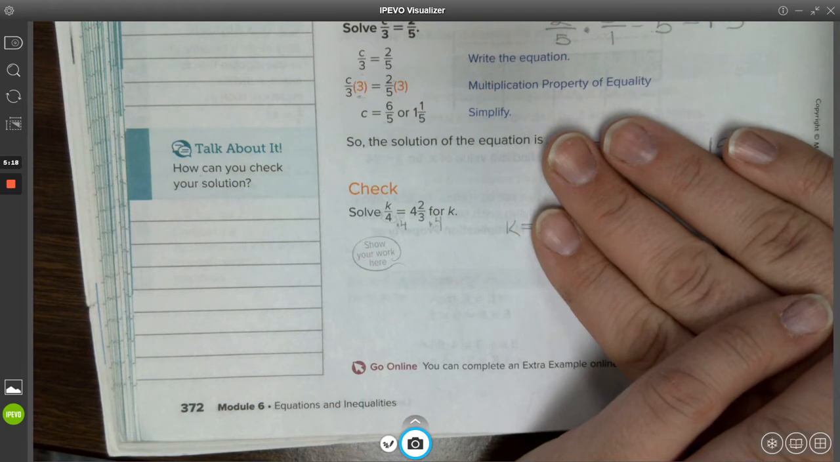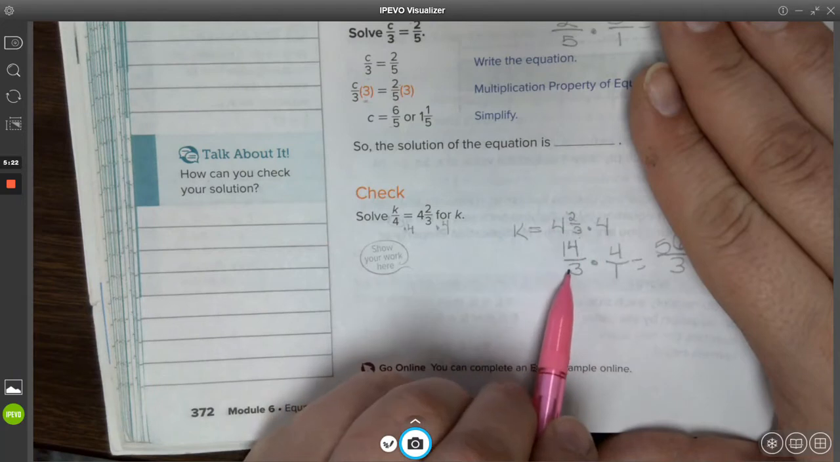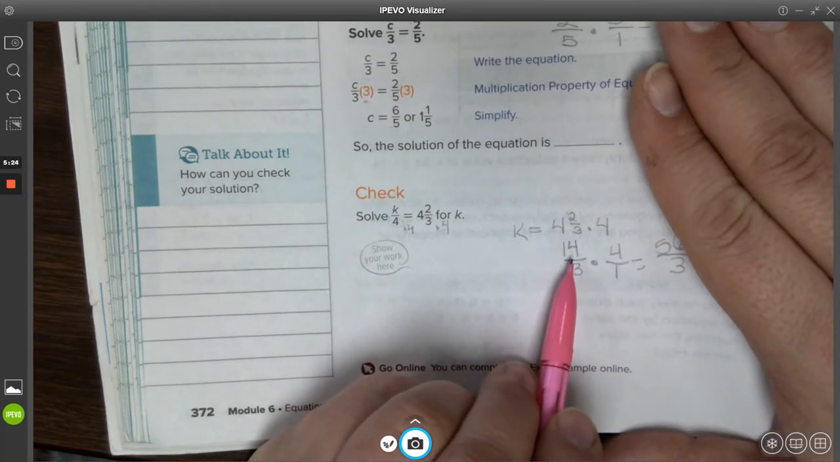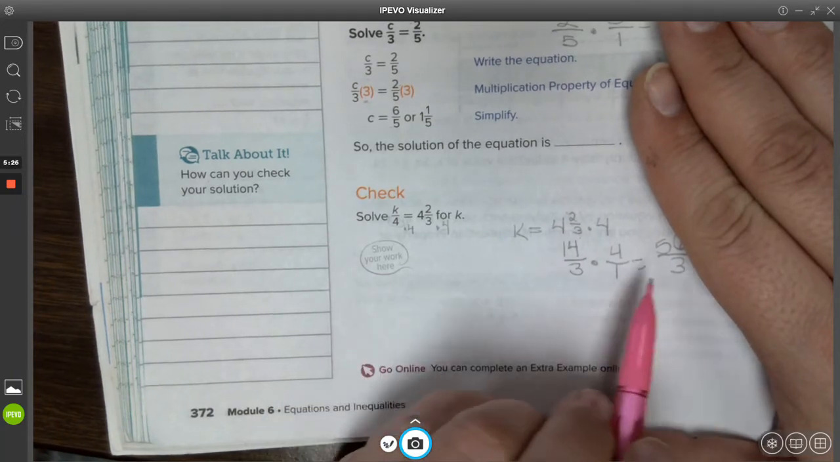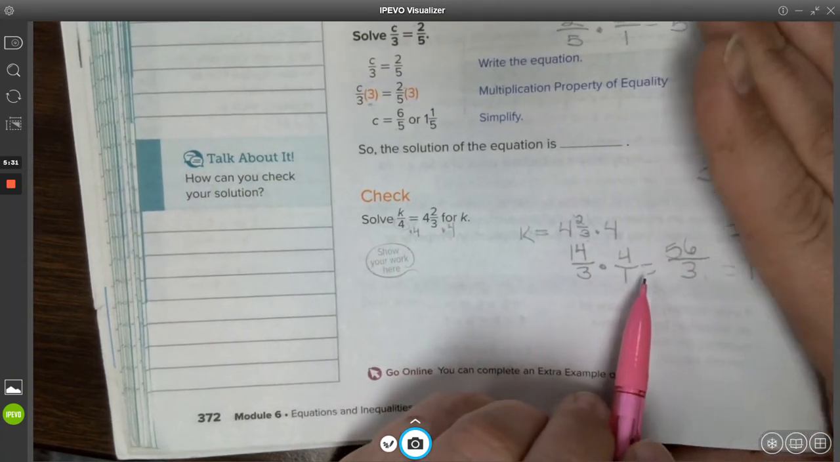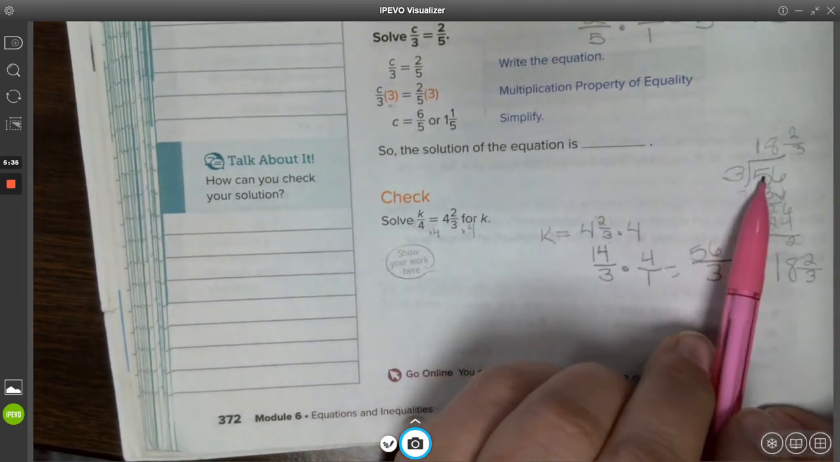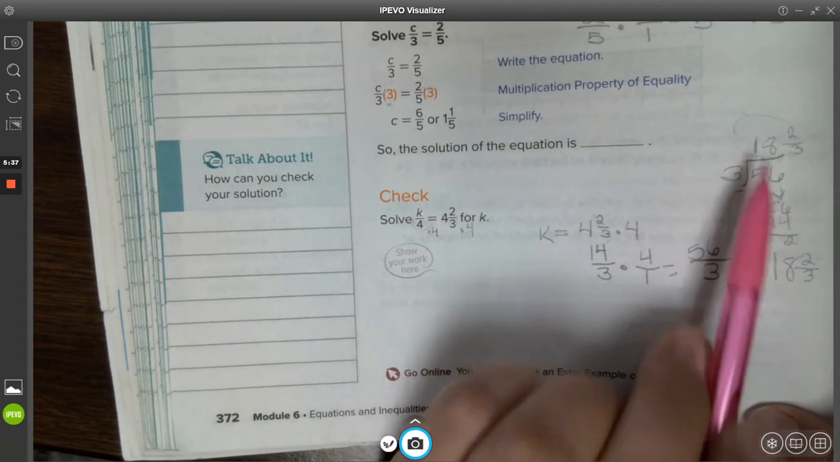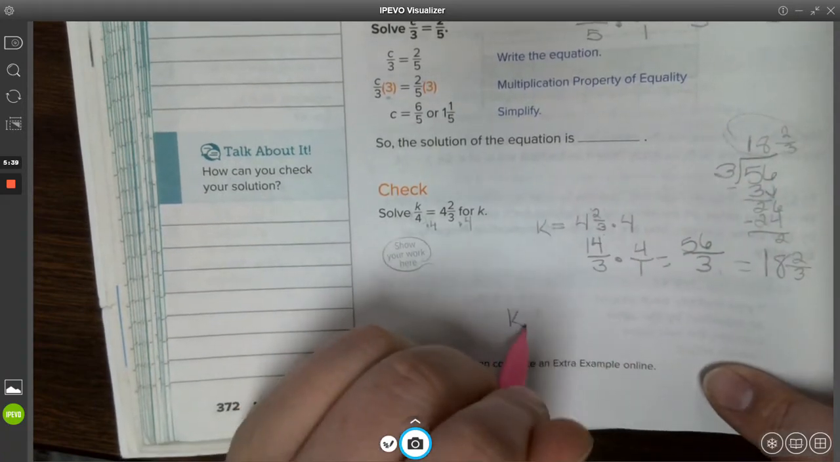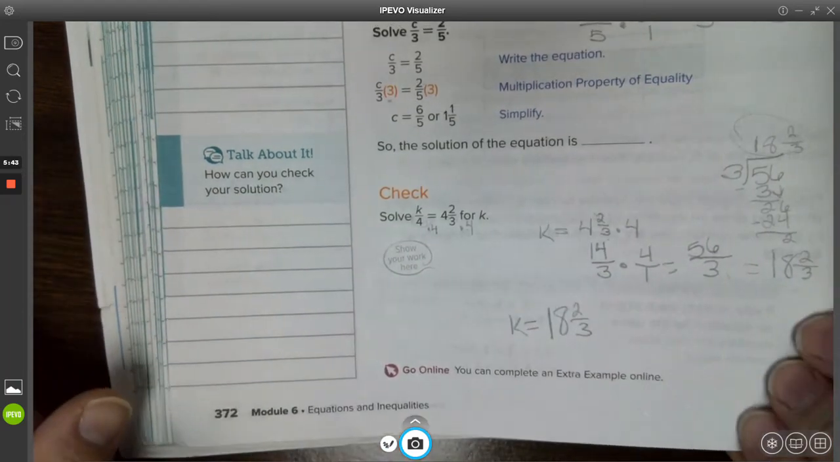So if you were to do a problem like this, the first step that you would want to do is change your 4 2/3 to an improper fraction, which is 14/3. Then we would multiply straight across. 14 times 4 is 56. 3 times 1 is just 3. Then we can simplify by dividing. 56 by 3, you would get the solution of 18 2/3. So K equals 18 2/3.